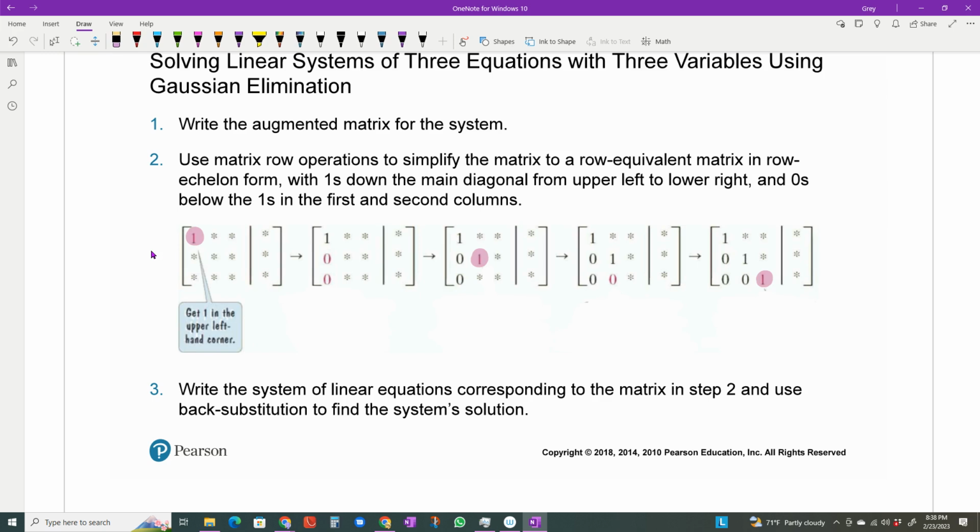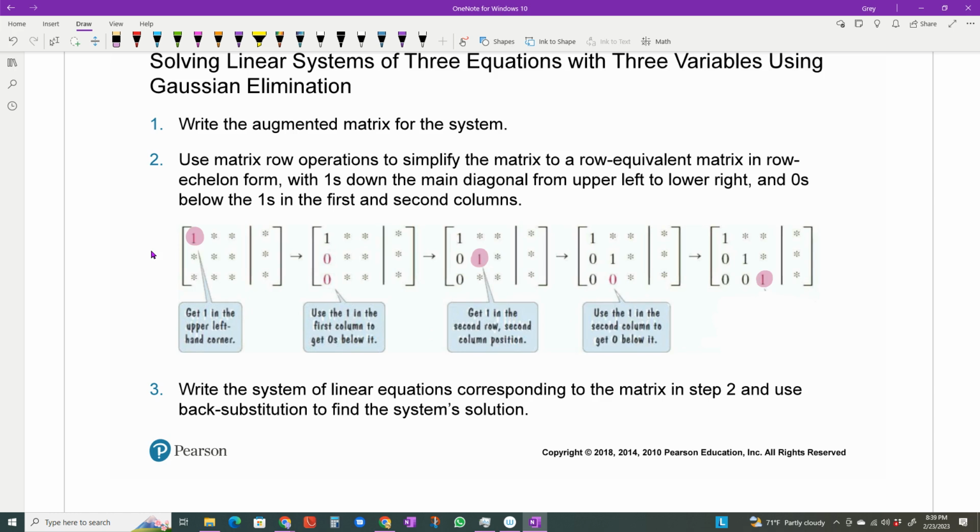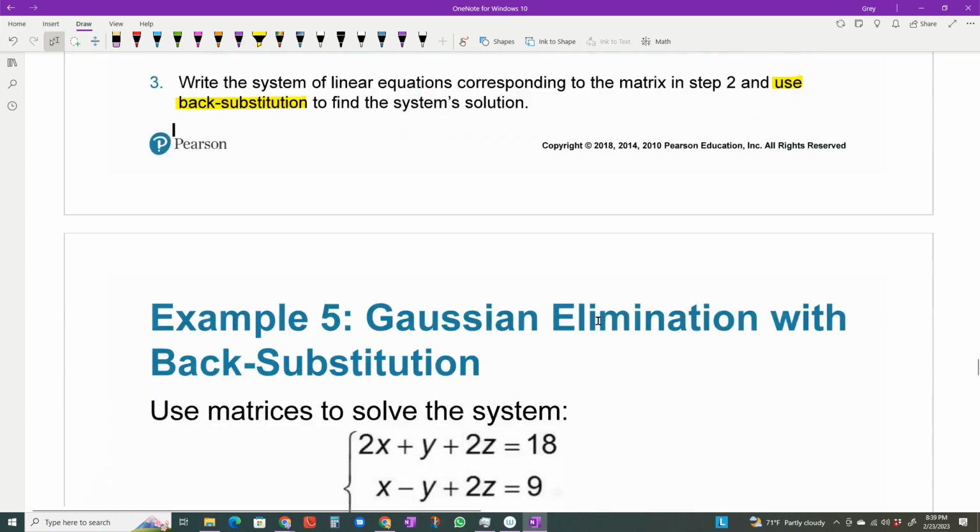Use the 1 at the top to get zeros below the 1. And then you go to the next column and you get a 1 in that spot. And then after that, you keep staying in that column, use that 1 to get zeros below it, and then go to the last column and get a 1. And this, as we referred to before, is that row echelon form that we're trying to get the matrix in. And after you do that, we're going to use something called back substitution to find the rest of the solution to the system. So look at this example.